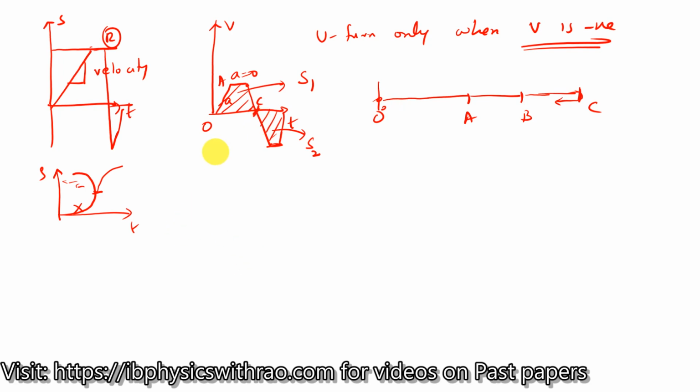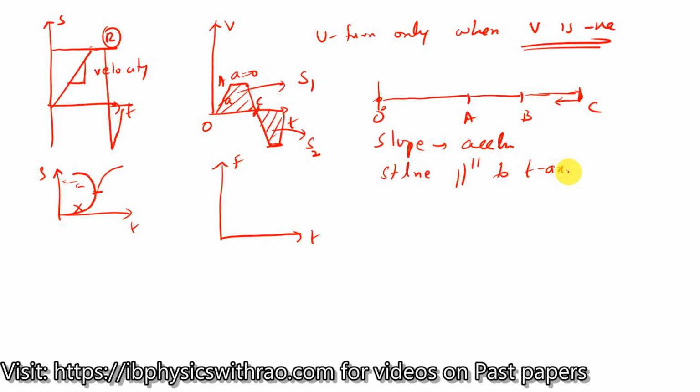Then you have the VT graph, and then you will have the FT graph. Before we go to the FT graph, let us understand the VT graph. What all can we get from here? Slope will give you acceleration, and a straight line parallel to the time axis will give you constant velocity.